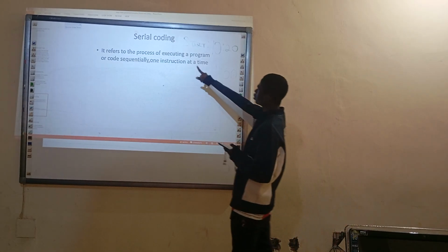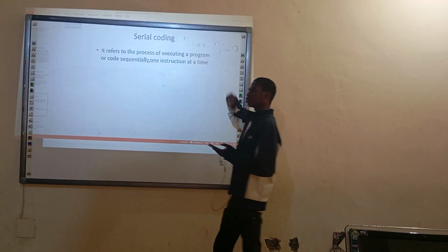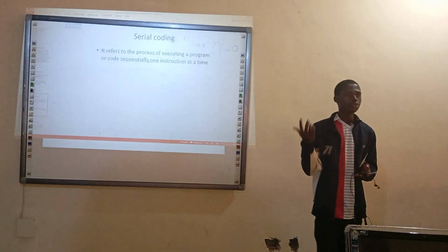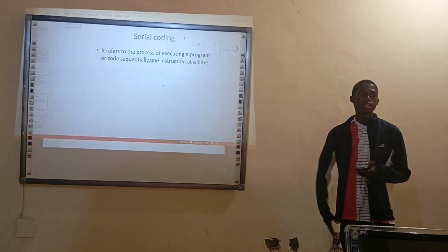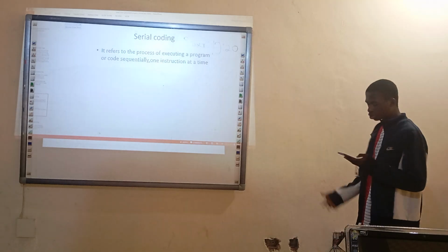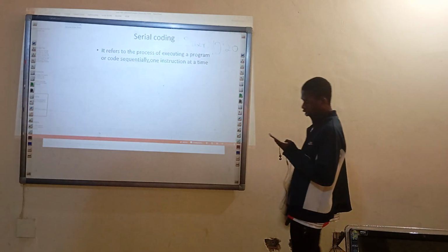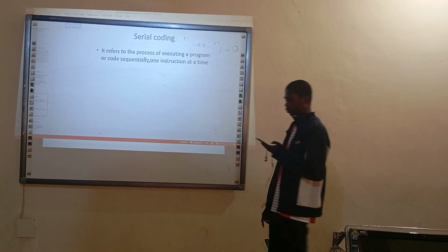So if it executes a program sequentially, concurrency is actually removed. There is no parallelism in serial coding. That's what we're going to be talking about next. So there is no parallelism. That's another basic characteristic of serial coding.